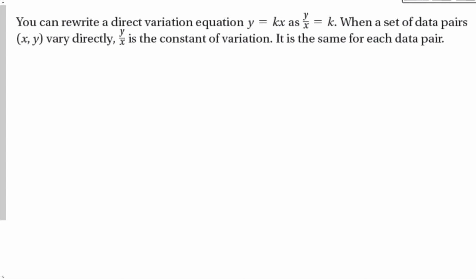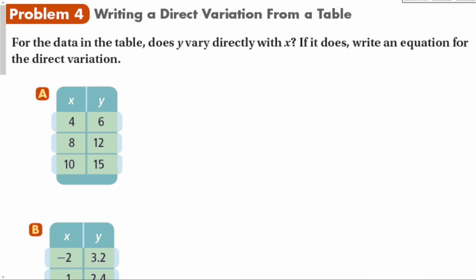So we can rewrite a direct variation, y is equal to kx, dividing both sides by x, as y over x is equal to k. That means every ratio, y over x, is always going to be the same thing. No matter which 2 points you pick out, you're always going to get k, the constant. So when a set of data pairs, x comma y, varies directly, y over x is the constant of variation, and it is the same for every data pair.